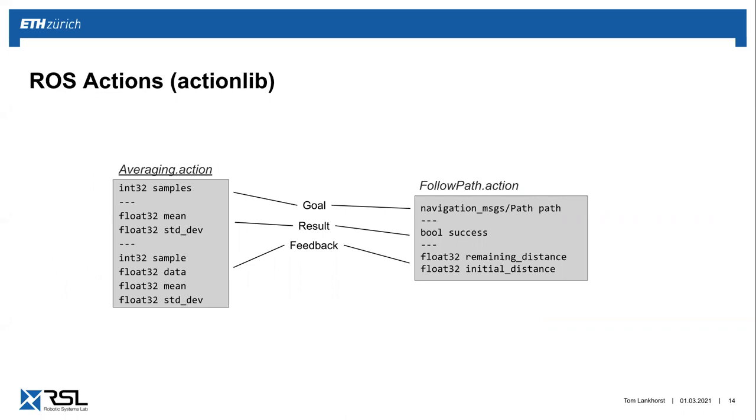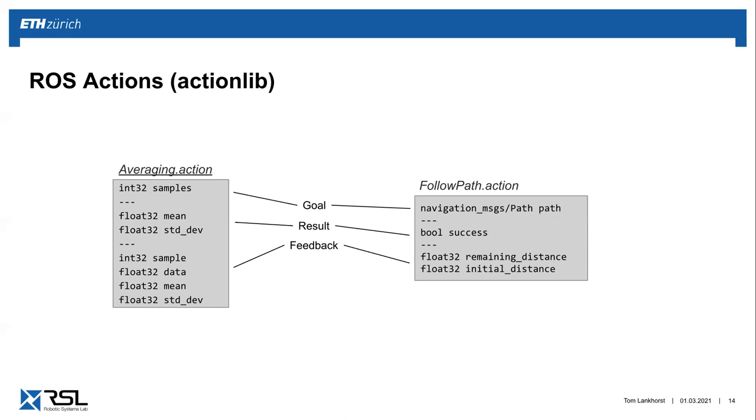To the left, we find the averaging action. It takes as goal a number of samples that it should average. Then, as a result, it will show us the mean and the standard deviation. But while it is computing this, under the assumption that this is a very slow process, you might be interested in feedback. The feedback indicates what the current sample is that the node is working on, the currently computed mean and the currently computed standard deviation. That way we can follow the progress of the averaging action while it is happening.